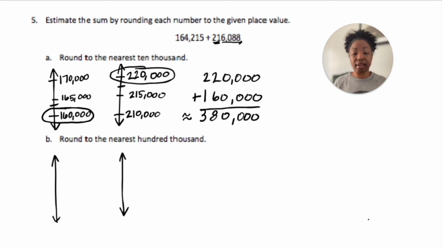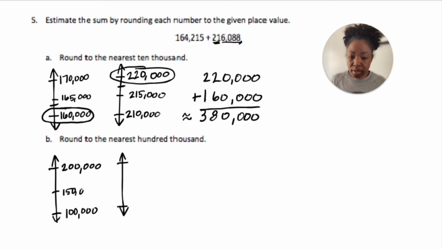So that's the nearest 10,000. Now for the nearest 100,000. In the first number we have 100,000, right? One is in the 100,000s place. One more is 200,000. Halfway is 150. This number is 160. That's more than 150. So we round up to 200,000.